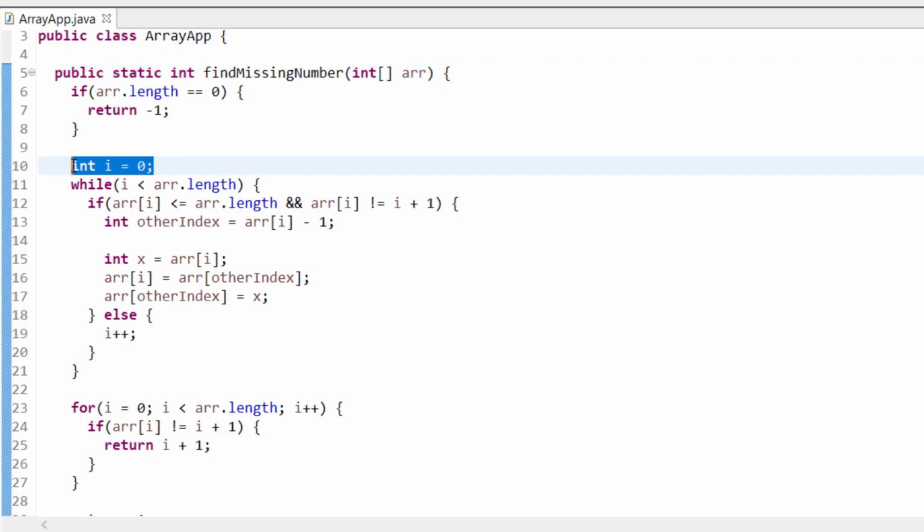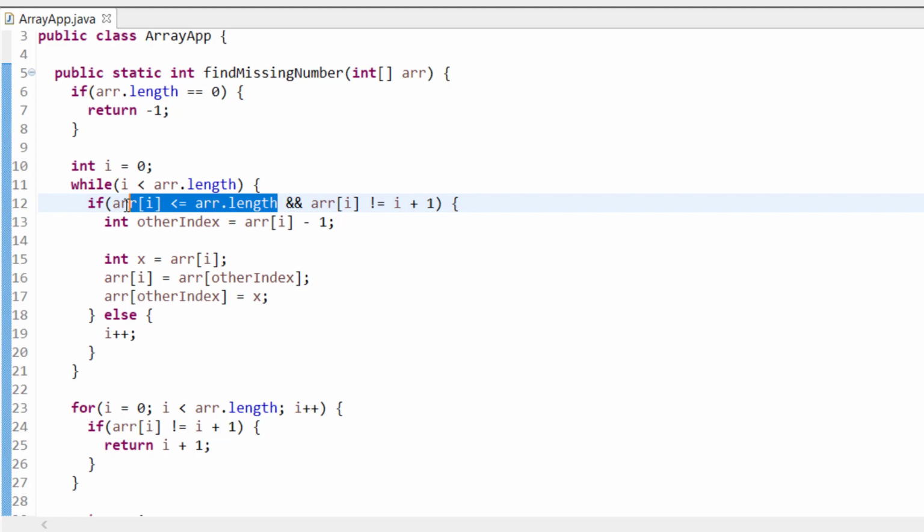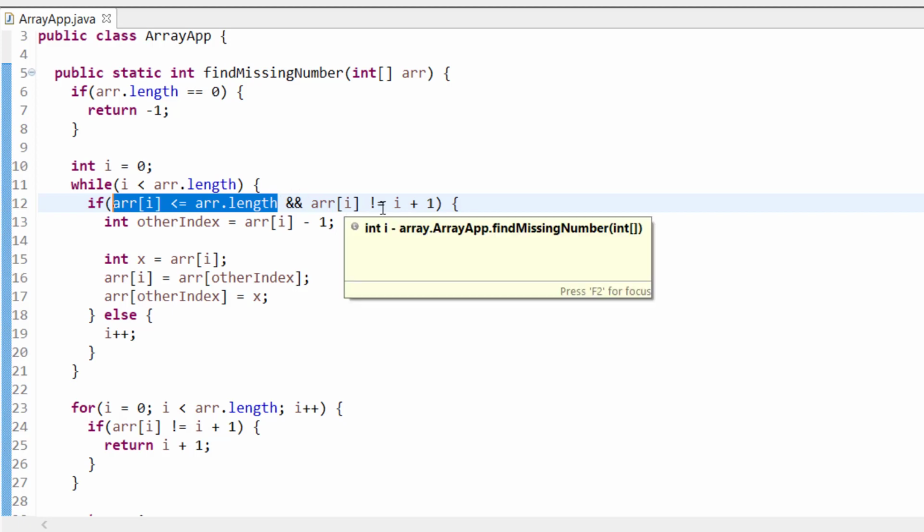Otherwise I'll initialize i equals 0, and I'll operate this until i is less than array.length. Now this is the case for the bigger number. Like we know that in our case our bigger number was 6, because 6 was greater than the array length. So if that is the case, we won't do anything, we'll just move further, so we'll do i plus plus, right? And if it is not the case, if it is within the limit, and if array[i] is not equal to i plus 1, it means we need to swap the value.